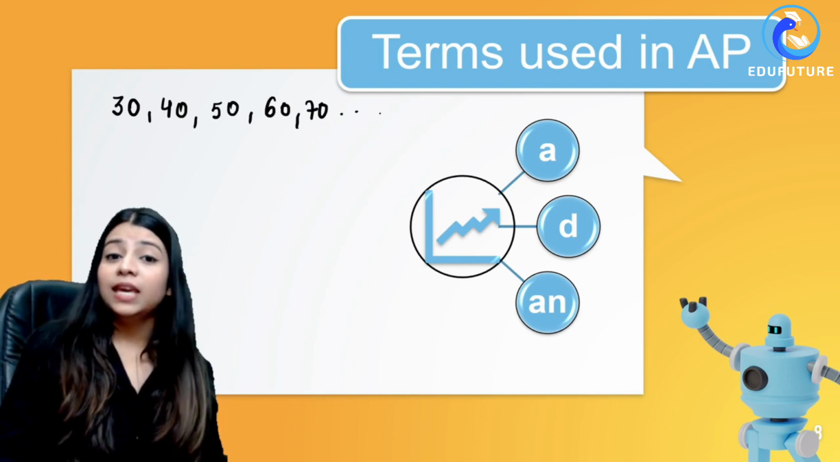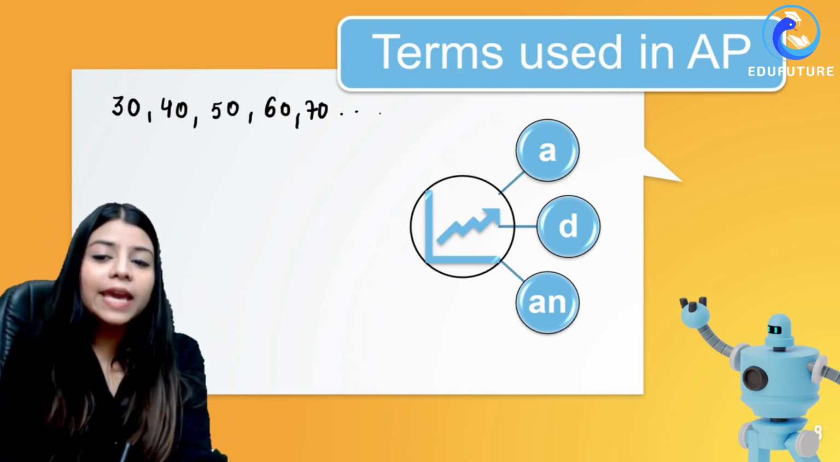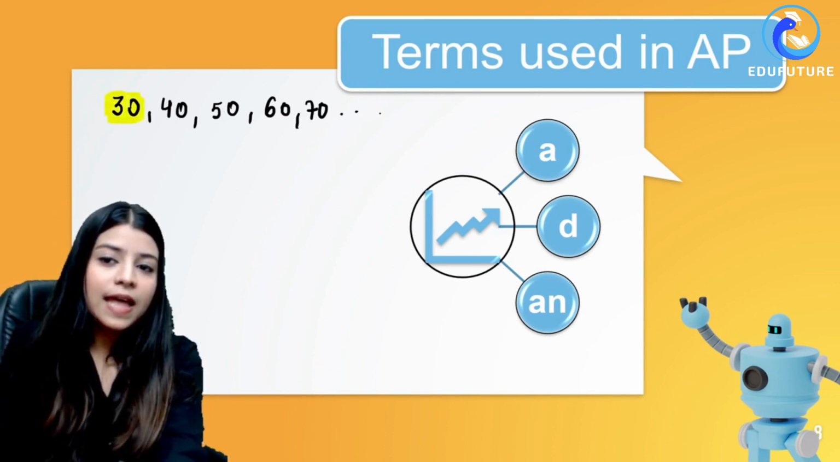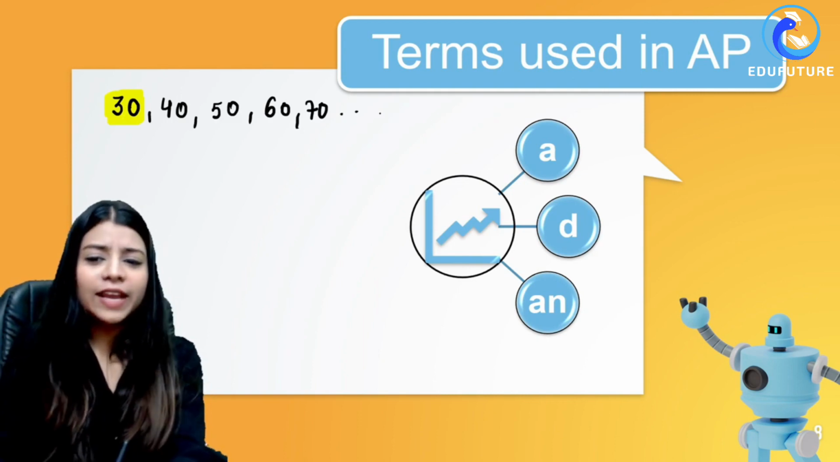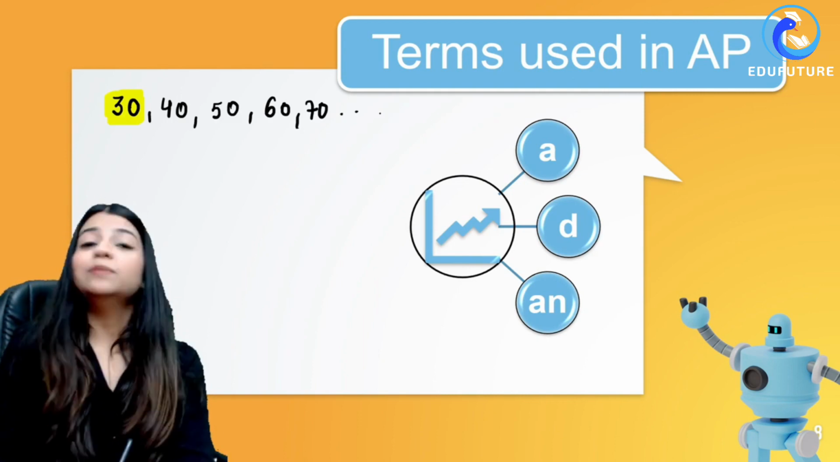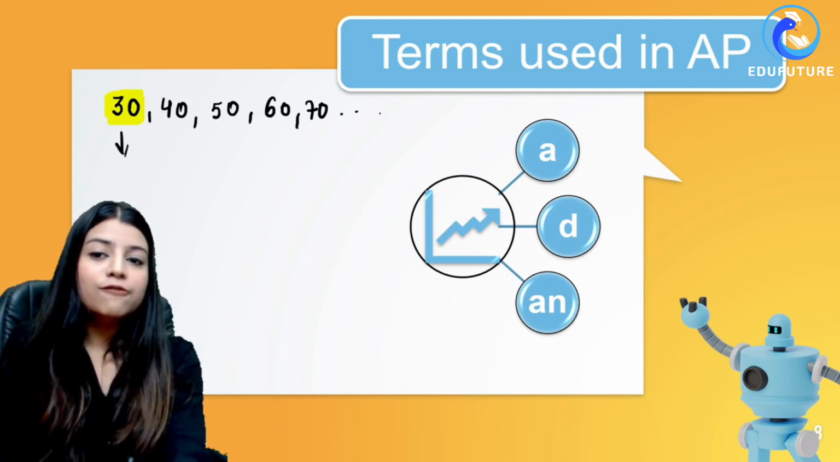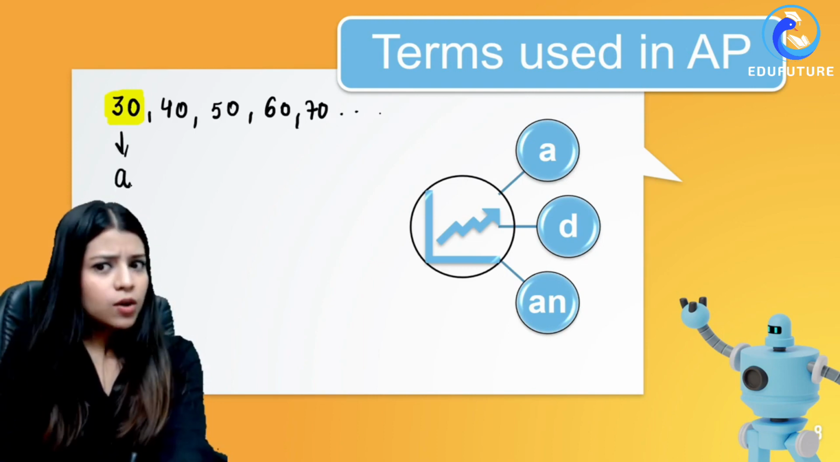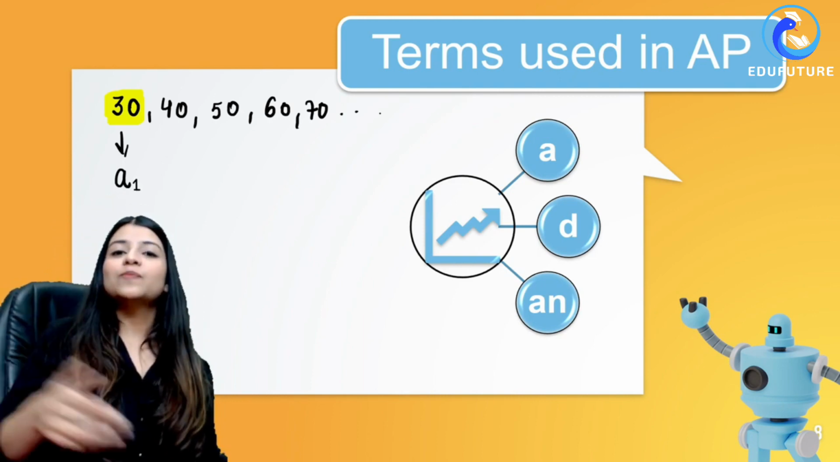So here we see that the very first term of your sequence is known as A. If I see this number, this is the very first term of your particular AP, and this particular term is known as A. And what is this A? That is the first term. You can say it as A1 also, and you can say it A also, right? So this is my A.